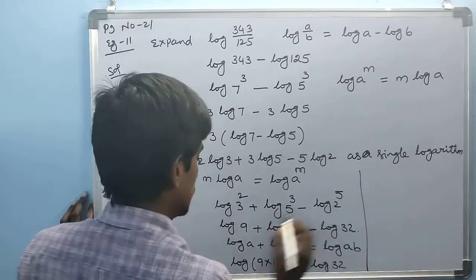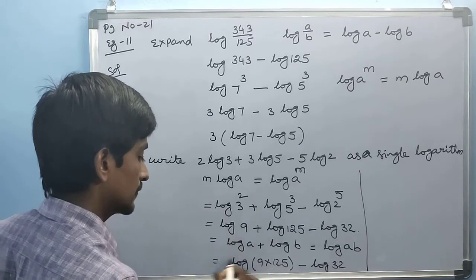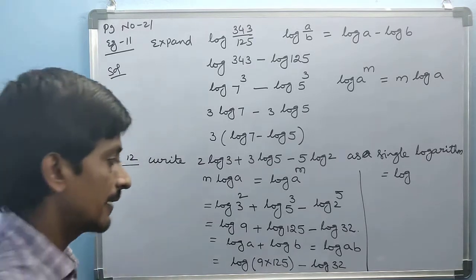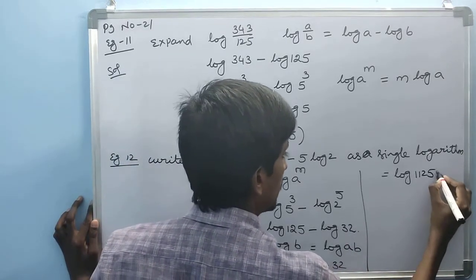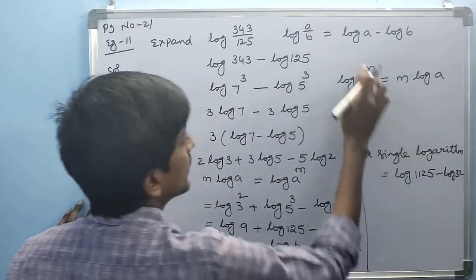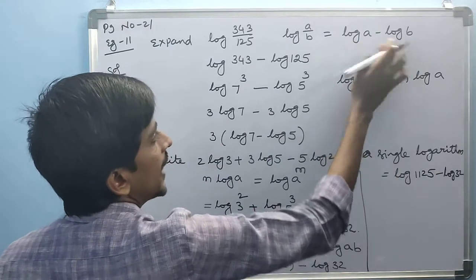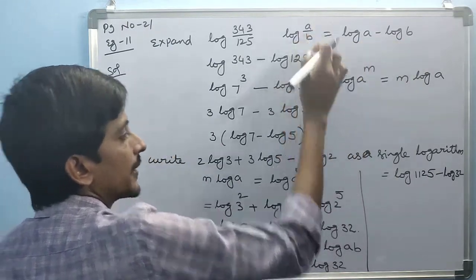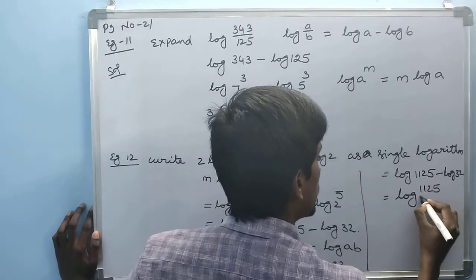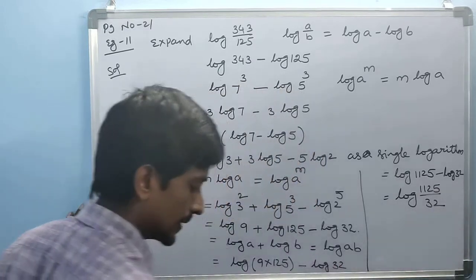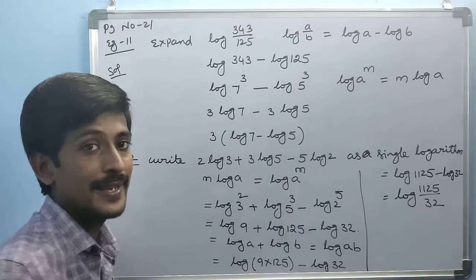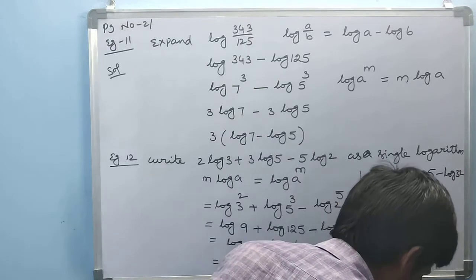Okay. Log 9 into 125, 1125, minus log 32. What is the formula like that? Log A minus log B is the formula for log A by B. So log 1125 by 32. This is a single logarithm. This was expanded, and this is the sum.